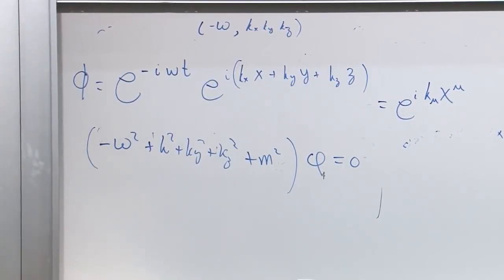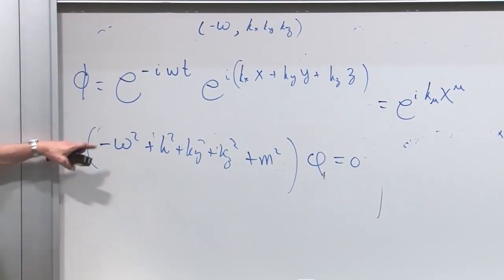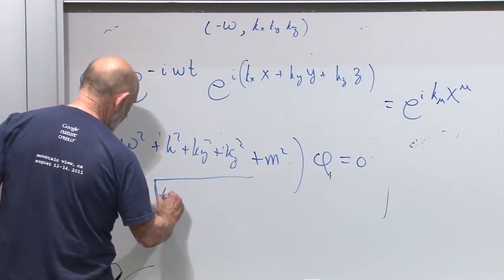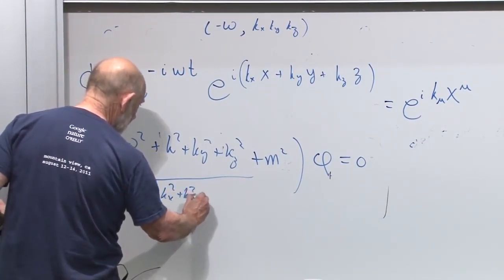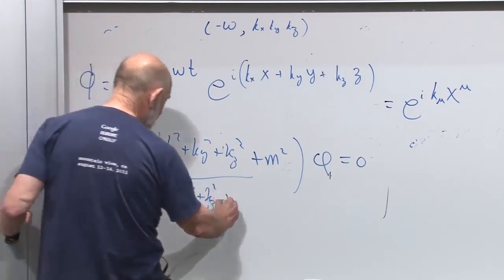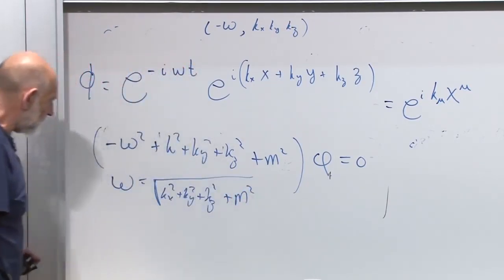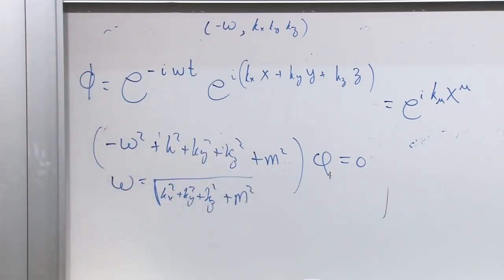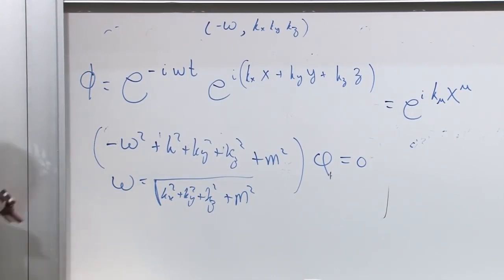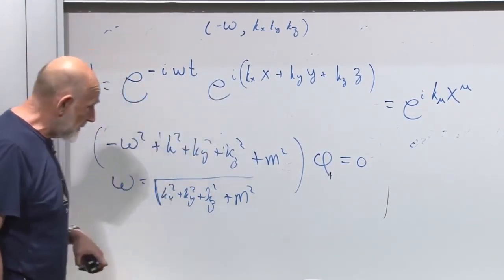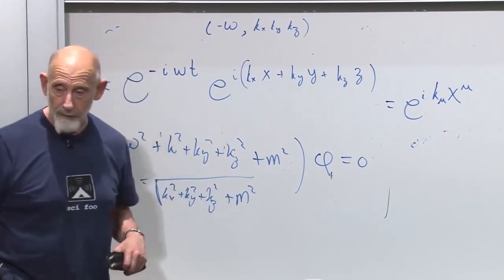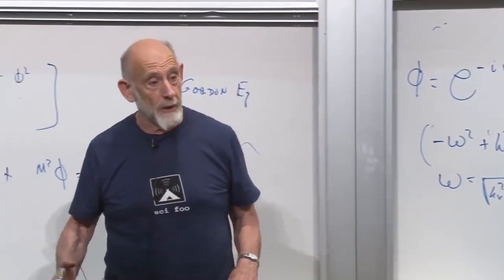Well, it's very easy now to find the solution. You simply say omega must equal the square root of kx squared plus ky squared plus kz squared plus m squared. In other words, you just set what's in the bracket here equal to 0, and you have a solution. This is just telling you what the frequency is in terms of the wave number. Frequency, square root of kx squared plus ky squared plus kz squared plus m squared. Okay? That's the solution of the Klein-Gordon equation.